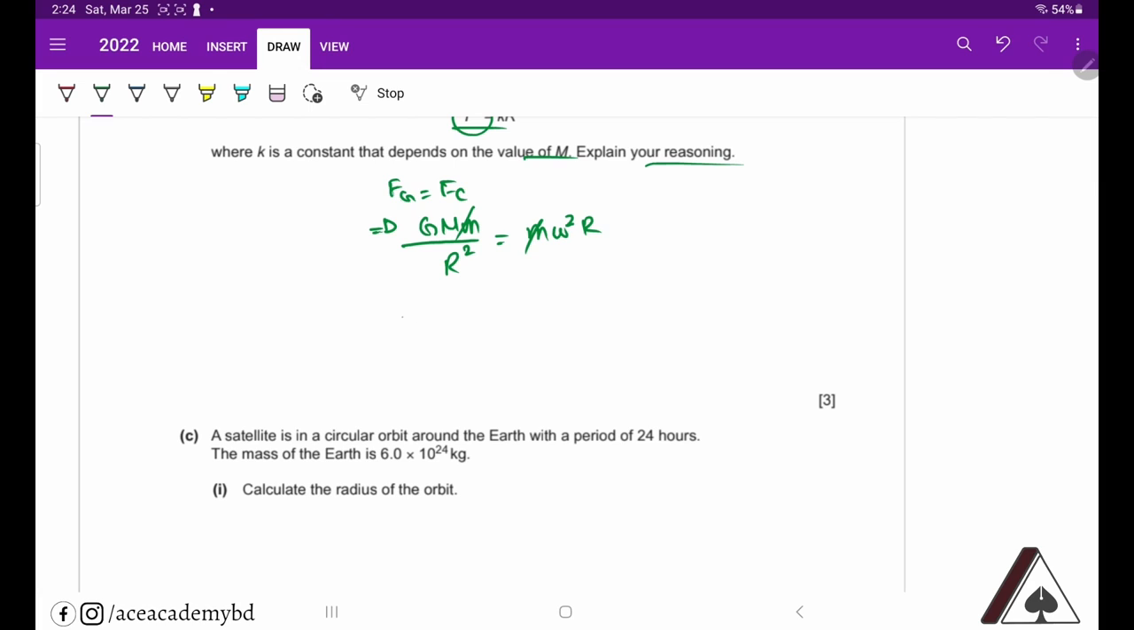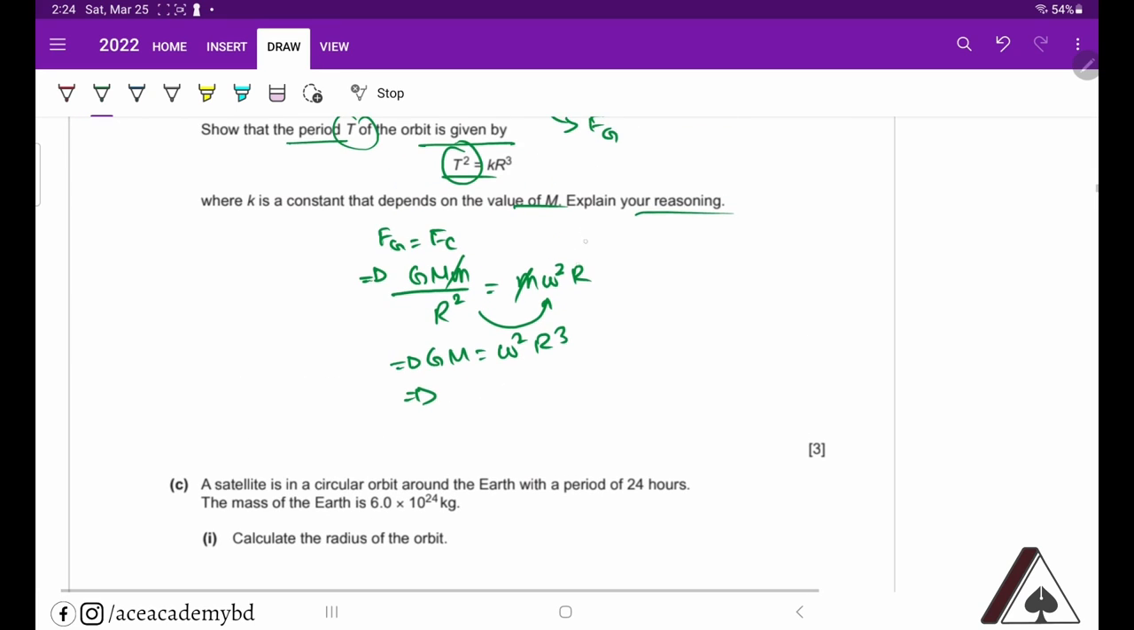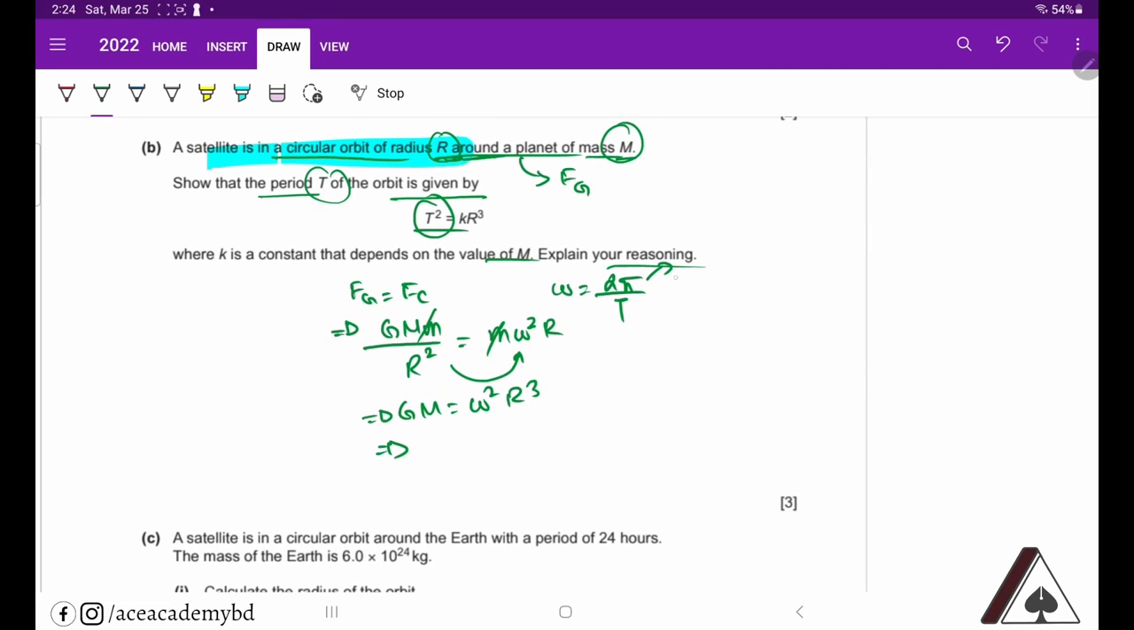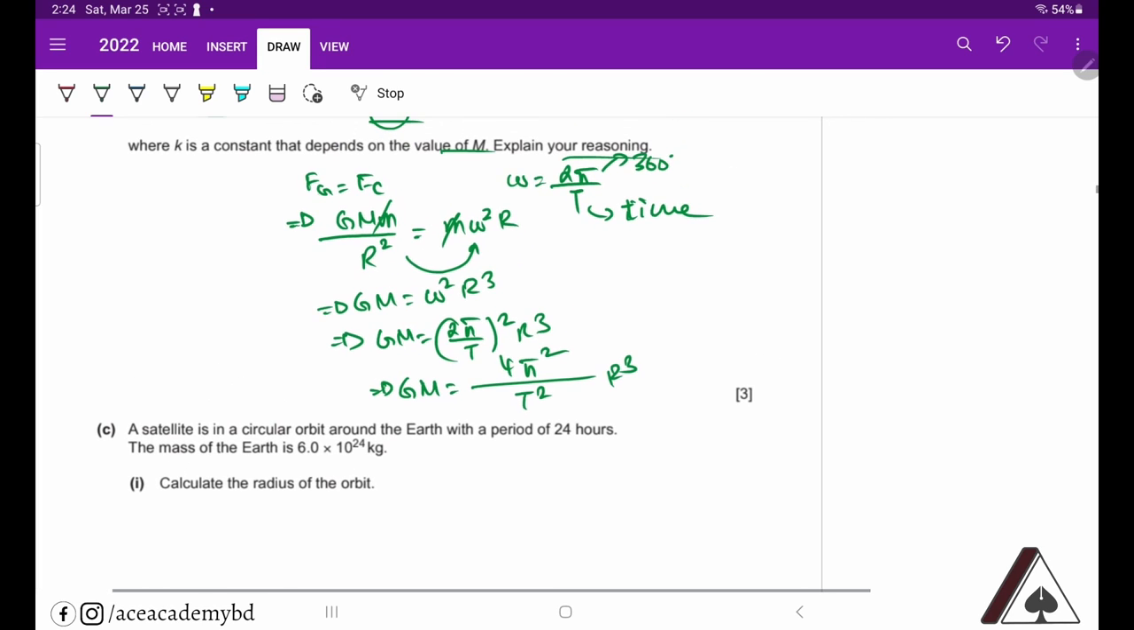So now we can write G capital M equals omega squared R cubed, basically taking it to the other side. Now we can substitute omega as 2 pi by T, because we know omega is 2 pi by T. 2 pi is the complete revolution angle, which is 360 degrees, and T is the time period. They've already said that period is T. Okay, so let's substitute 2 pi by T for omega in R cubed. So GM, if you break it down, equals 4 pi squared by T squared times R cubed.